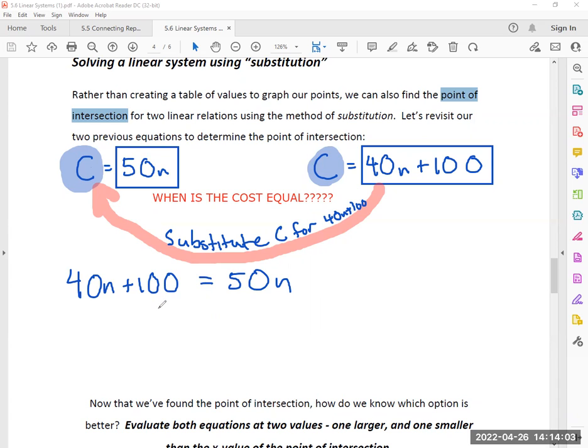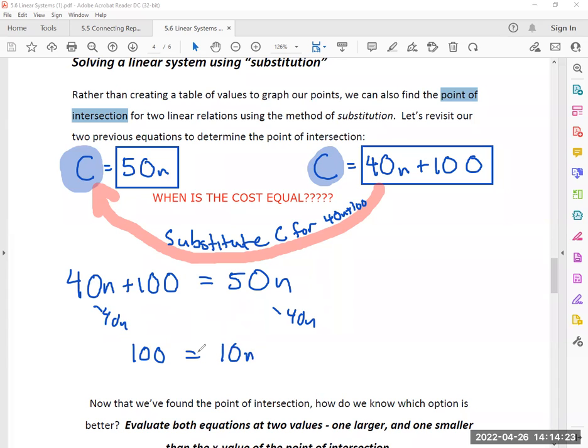That's grouping like terms. Marshall, it's okay. Marshall, I want all the n's on one side. How do I get rid of 40n? Let's make this disappear. Yes, minus 40n, minus 40n. 100 equals 10n. Marshall, keep going.